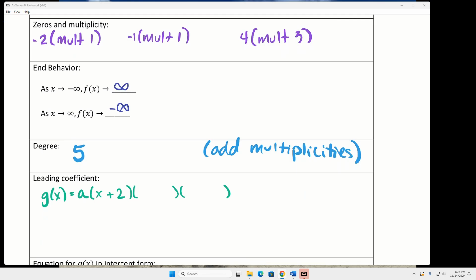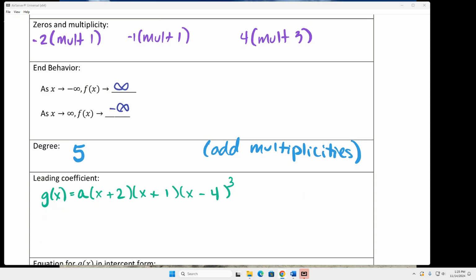And for a multiplicity of 1, you technically could put a 1 there, but you don't have to. All right, and then -1, we'll have x plus 1. And then for 4, we'll have x minus 4. What else do we need on that one? A multiplicity of 3. Good job.